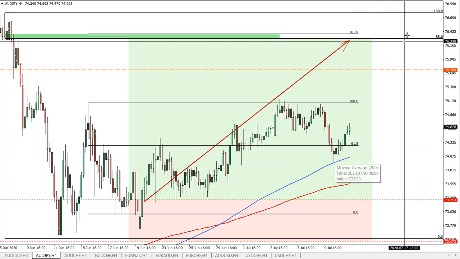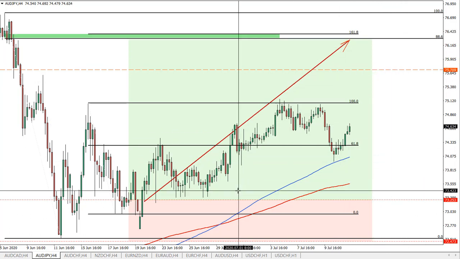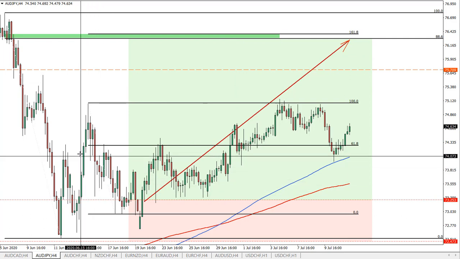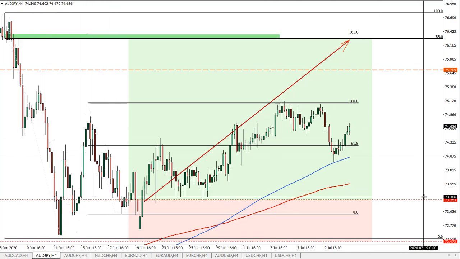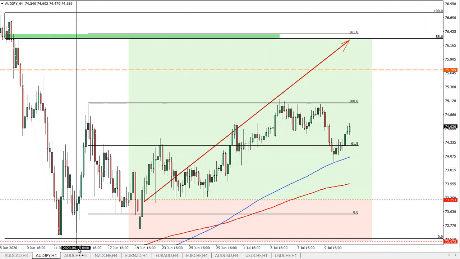So overall, I still expect price to move to the upside. Obviously, all our ideas, guys, just to remind you, they all are risk-free now. There is no risk on any of the trades because stop loss is at the break-even point.